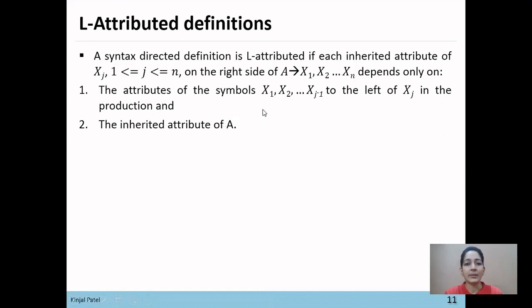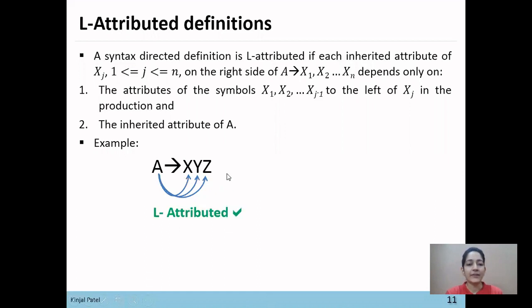So here is the example: if A derives x, y, z is a grammar rule, then A can depend on x, A can depend on y, and A can depend on z. Means if A is synthesized attribute, then there are no restrictions for that synthesized attribute. It can depend on any of its child. So this definition is L-attributed definition, as it follows the rule of L-attributed definition.